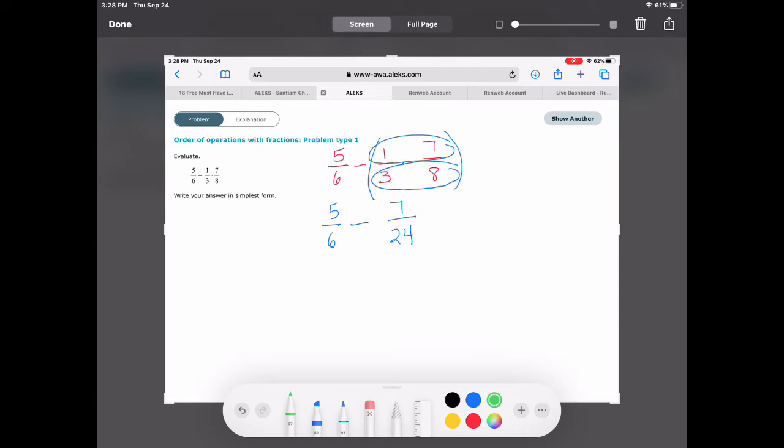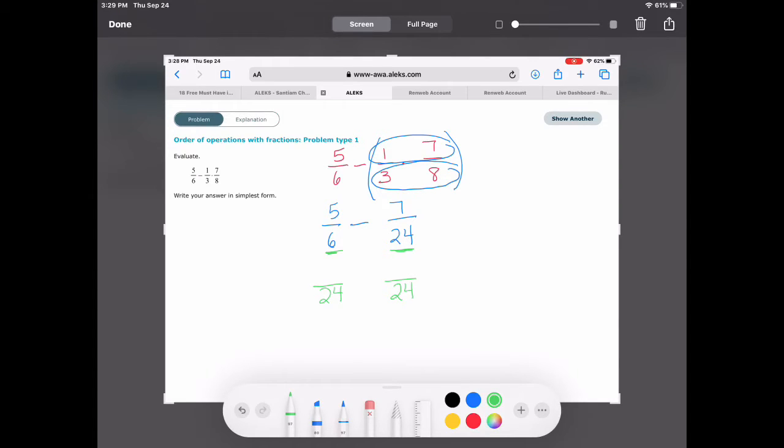So we need a common denominator. Whenever I'm subtracting, I'm really talking about the number of pieces I have of something. And so unless the pieces are cut into the same size, I can't compare them. A common denominator for 6 and 24 is 24. And so we'll put 24 on the bottom for both of them.